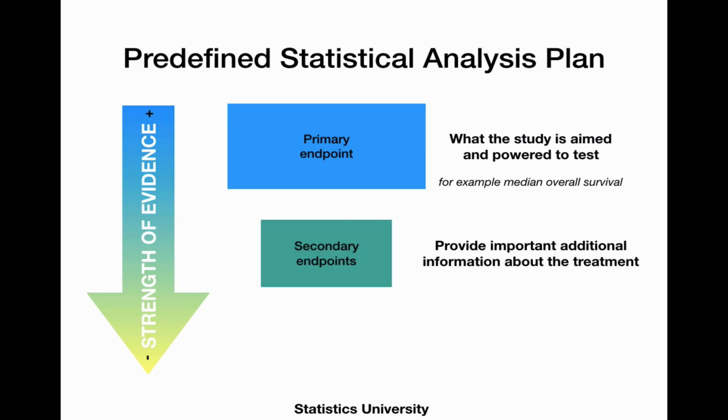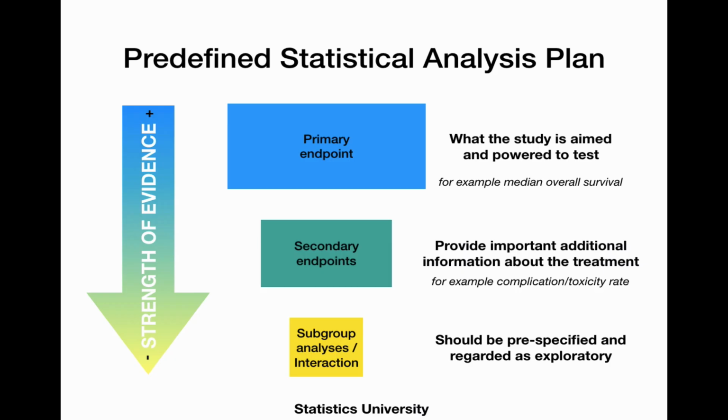You should also specify secondary endpoints that provide important additional information about the treatment, for example, complication or toxicity rate. But here the strength of evidence has already decreased. And the third layer is to include potential subgroup analyses or interactions that are tested. And these should definitely always be pre-specified and not post hoc, and regarded as nothing more than exploratory.